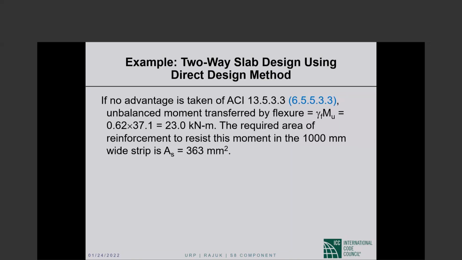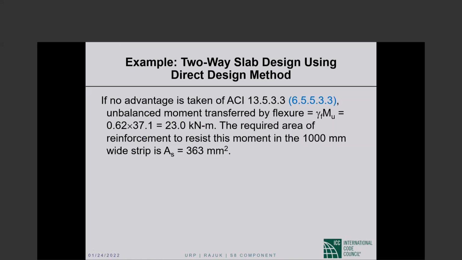First, I'm saying if we do not want to take advantage of that flexibility, if no advantage is taken of that ACI section, then the unbalanced moment transferred by flexure would be 62% of the 37.1 kilonewton meters of unbalanced moment. That will give us 23 kilonewton meters. Required area of reinforcement to resist that moment in the 1000 millimeter wide strip. That calculation I did not show you. I probably should have written that.